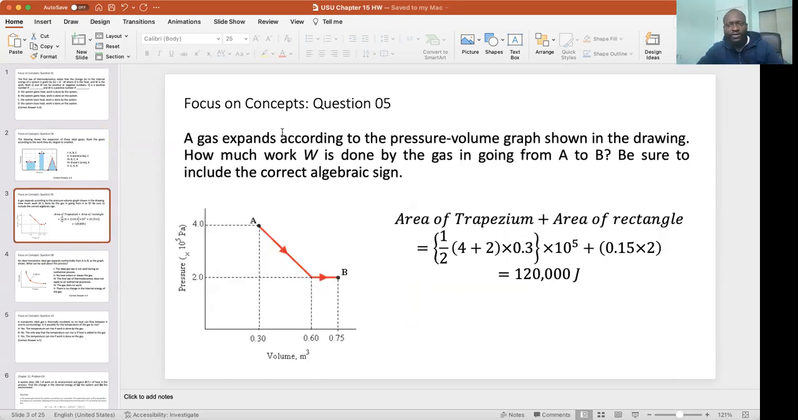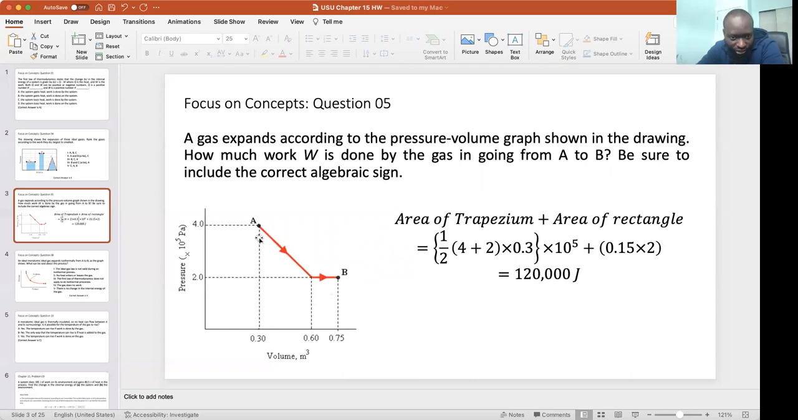Focus on concept question 05 says a gas expands according to the pressure volume graph shown in the drawing. How much work is done by the gas in going from A to B? Be sure to include the correct algebraic sign. So we're going from A to B. So it's going to be the area under here plus the area under here. If we take that area under here, it's a half area of this trapezium plus area of this rectangle from here to here. Or you can do area of this triangle plus area of this rectangle plus area of this rectangle.